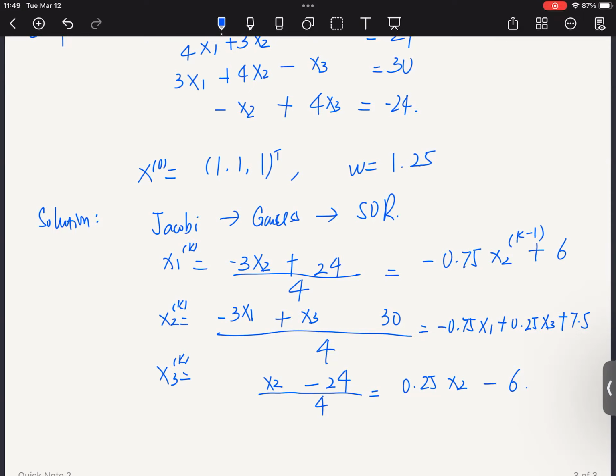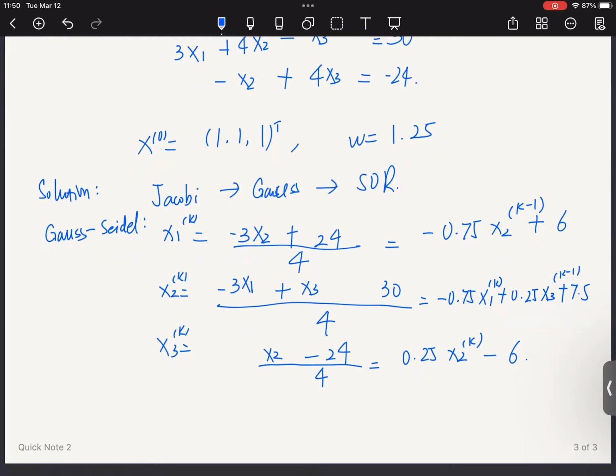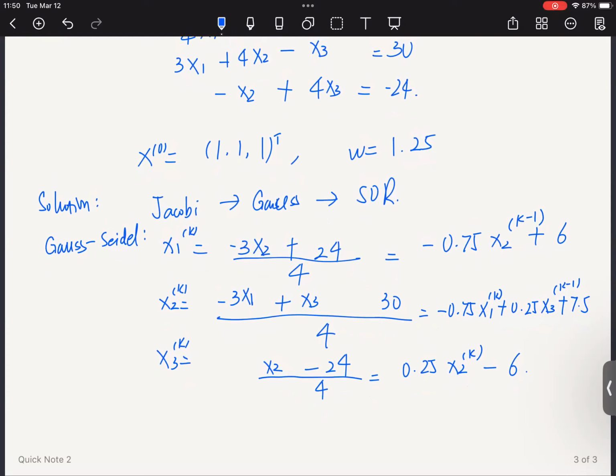So the index before 2, the x1, should be k. This one is k minus 1. And this is the Gauss-Seidel method. This one should be k. So this one is the Gauss-Seidel method. And then we want to upgrade this one to the version we have, and it's the x1.